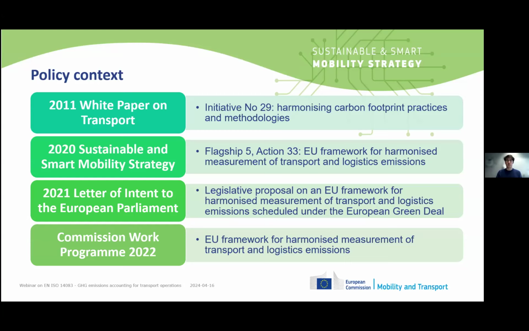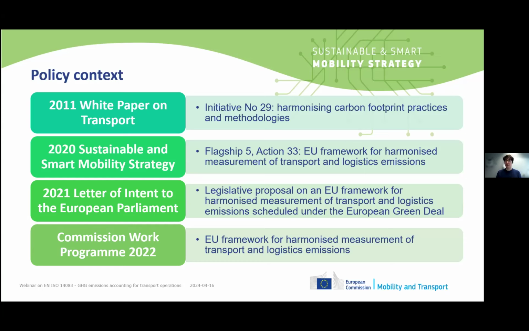More than 10 years ago, we published the 2011 white paper on transport, where there was initiative number 29 on the harmonization of carbon footprint practices and methodologies to solve the patchwork that was already existing at the time in terms of carbon accounting methodologies. Then in 2020, we adopted the Sustainable and Smart Mobility Strategy, where under flagship 5 on decarbonization of transport, there was Action 33 on the EU framework for harmonized measurement of transport and logistics emissions.